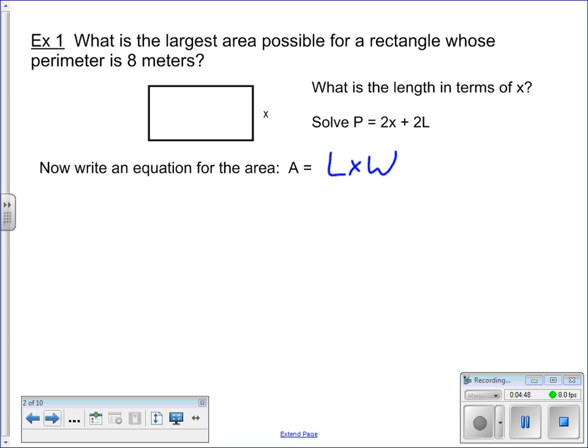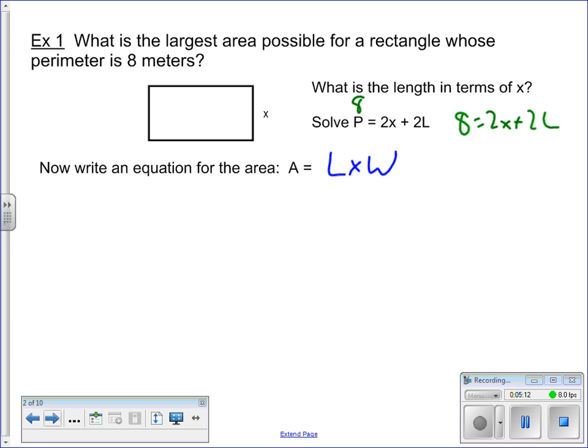What is my other side going to be? Okay, so I need to solve it for one variable. If I go back up and look at this equation here, we're given some information. Our perimeter is 8 meters, so this means our perimeter is 8. So we have 8 equals 2x plus 2L.